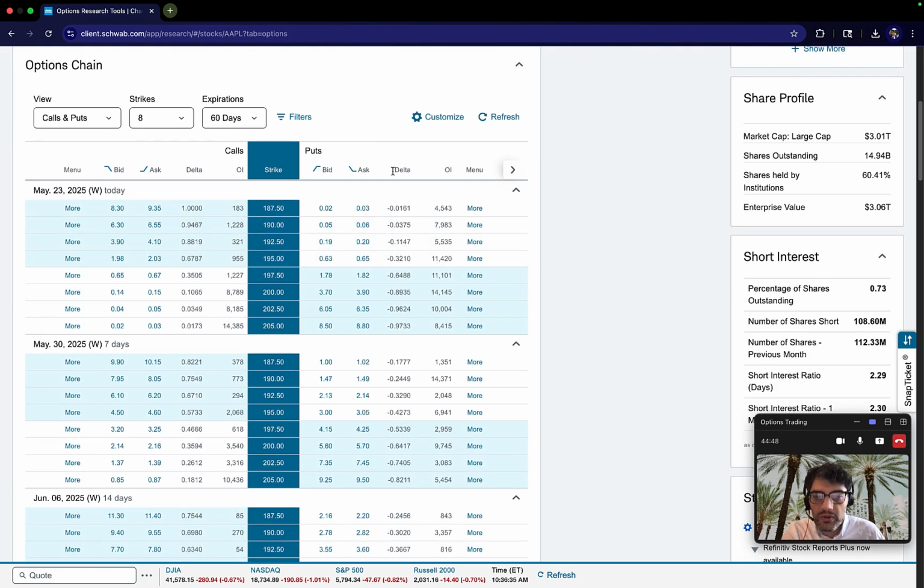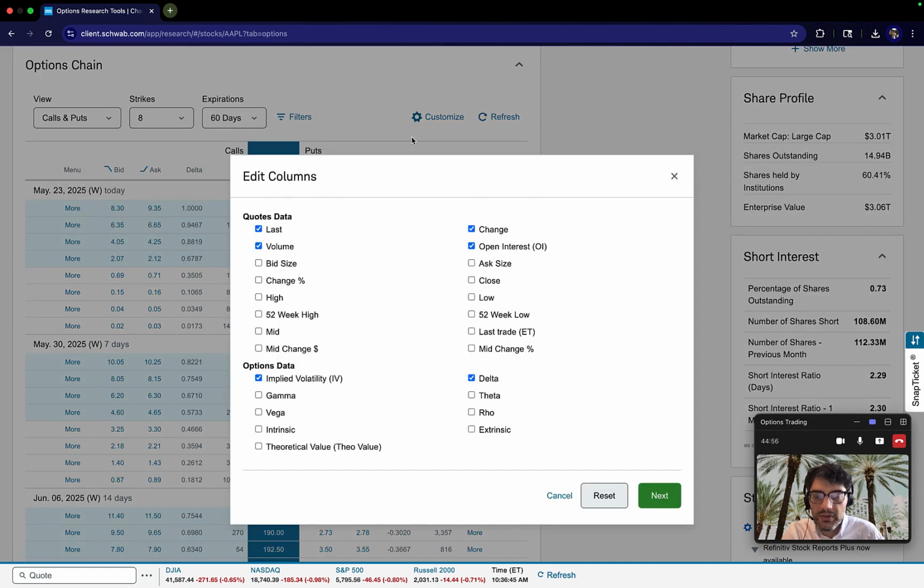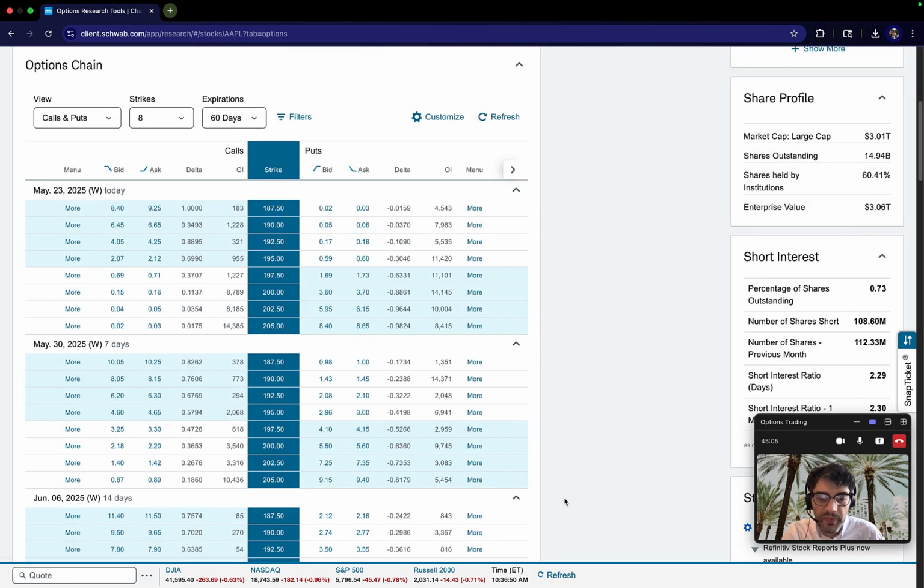This is a lot more details that we have available to see. You can see that we have the option to customize. So if you click on edit columns, you can check off different columns that you are interested in. And so I'm interested in the delta. I already have it up here, so I'm going to just cancel that. So we want to look for delta. So what does that really tell us?